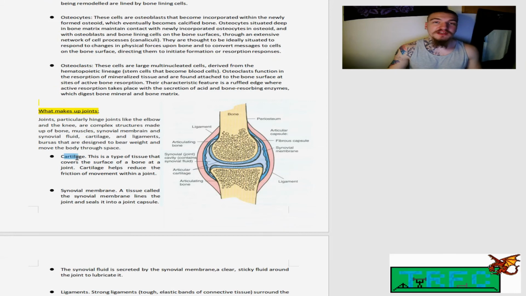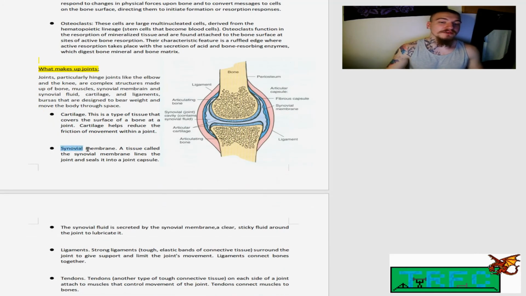So we'll start off talking about the cartilage. Now this is actually a type of tissue that covers the surface of the bone at the joint. Cartilage helps reduce the friction of movement in the joint. Now you also have the synovial membrane. Now this is a tissue that lines the joints and basically seals it all inside a capsule.